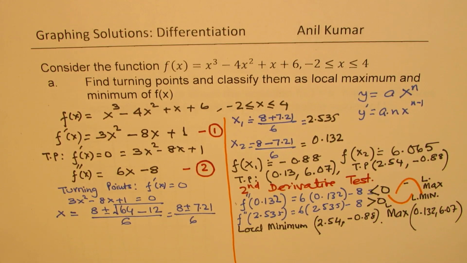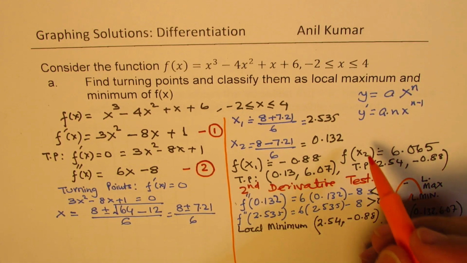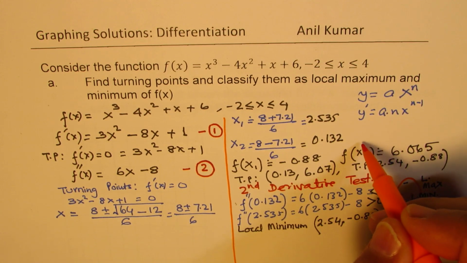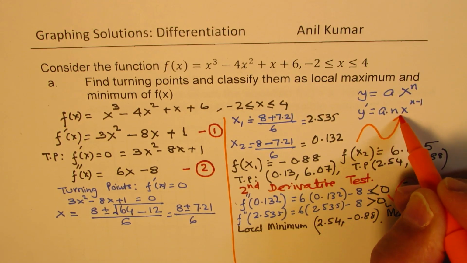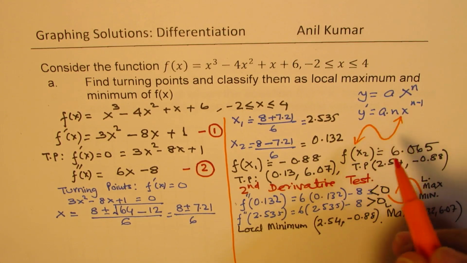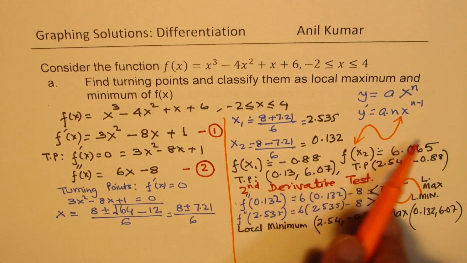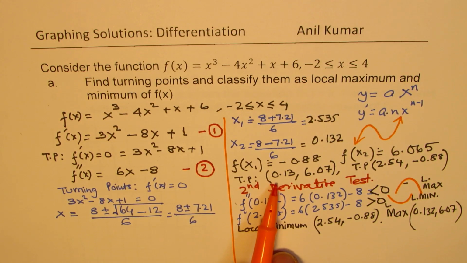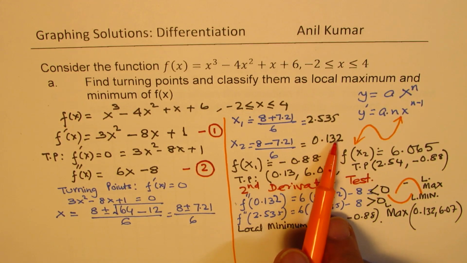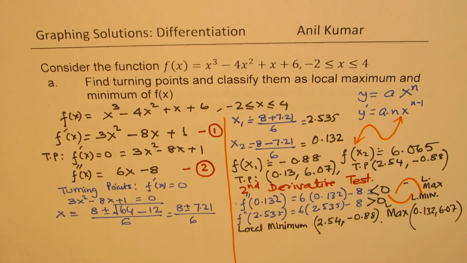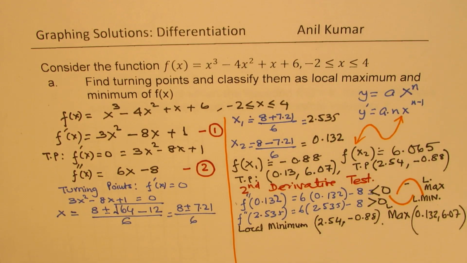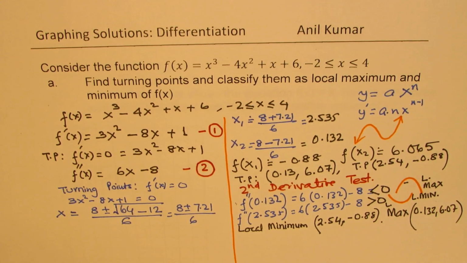So approximately this particular graph will be as expected, like this. Is that clear to you? So we have a local maximum first at x equals 0.132, and then a local minimum at 2.5. Is that clear? Now, in the second half, we'll see how to graph this function.